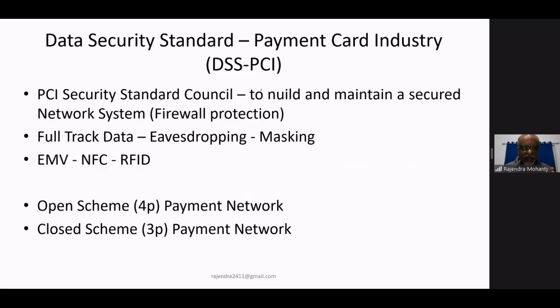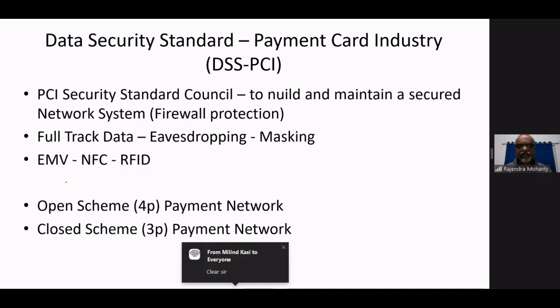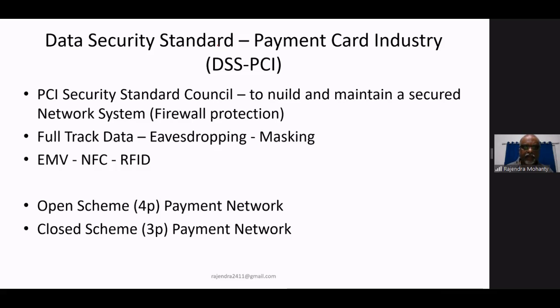So you have now understood what is full track data, what is eavesdropping, what is masking, what is EMV, what is NFC, and what is RFID. Card approval process takes place in this EMV network approval process, and I told you how the approval takes place, how the card data transmission happens in the entire system, how it goes from one place to another. Okay, clear.